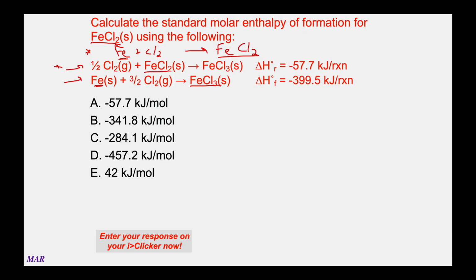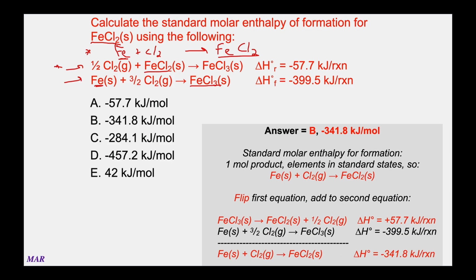And when you do this, the delta H value becomes positive. You change the sign of it. It becomes positive 57.7 kilojoules. When you flip an equation, you change the sign around. So on this problem, that's what I would do. And if you do that, you can see that's exactly what happens. I want iron as a reactant, so I'm going to leave that equation alone. But the other equation, I want to flip because I want FeCl2 as a product, not a reactant. And in the meantime, when you flip it, you can see what happens.